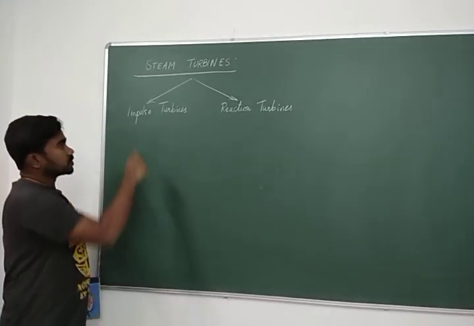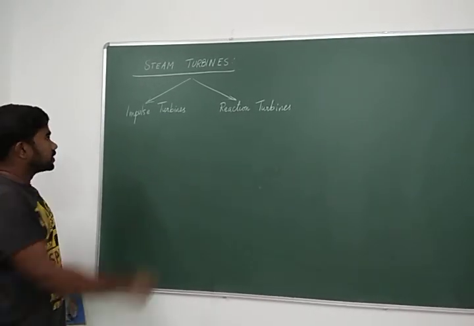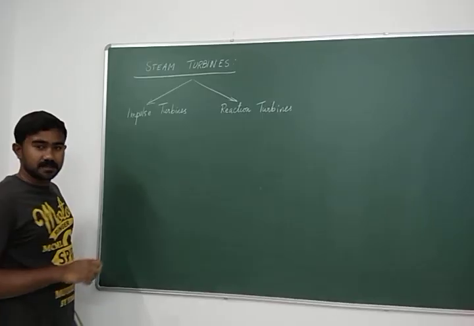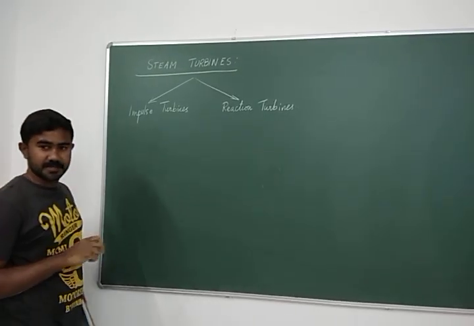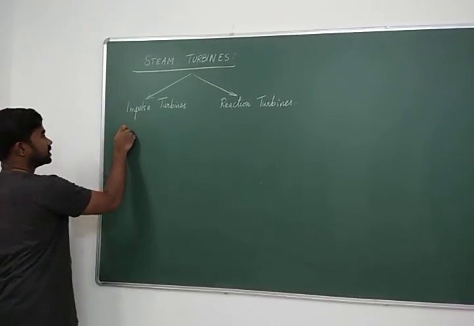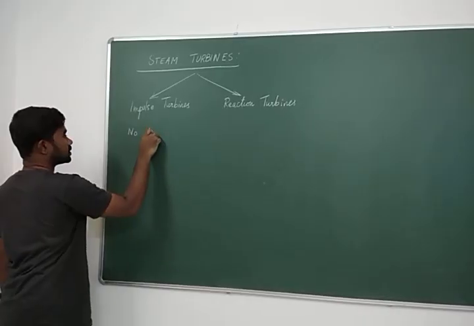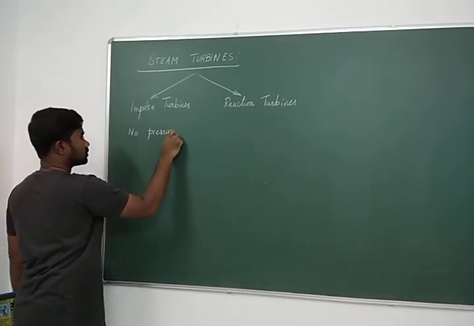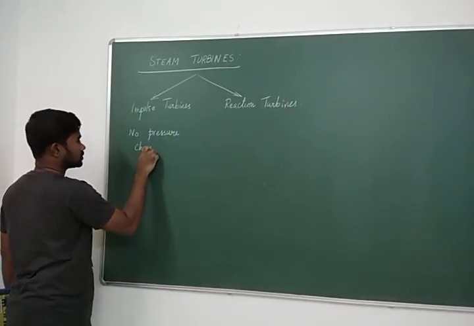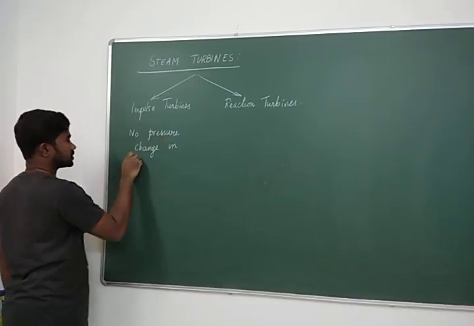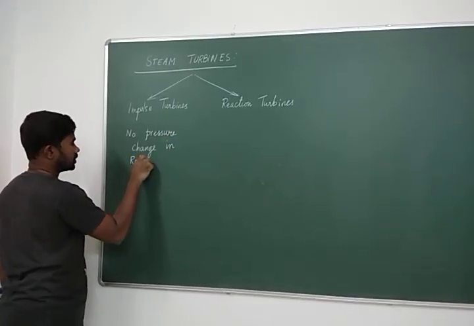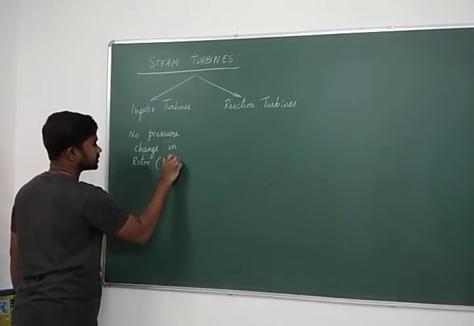Okay, so there are two types of steam turbines. The first category is called impulse turbine. The second category is called reaction turbines. In impulse turbine, there is no pressure change in the rotors. Rotors are moving blades.